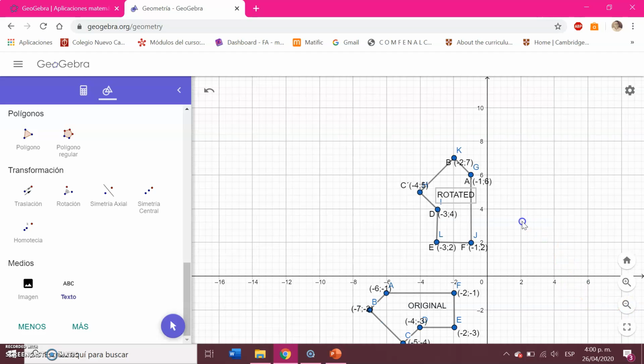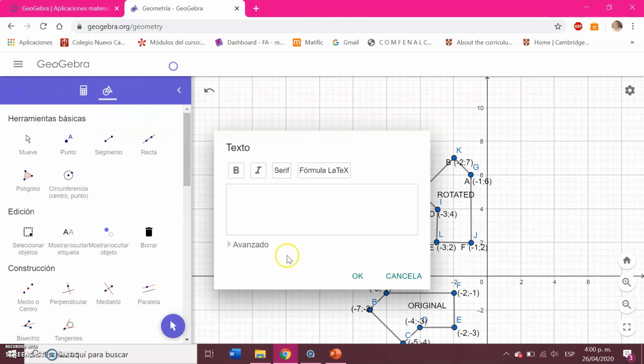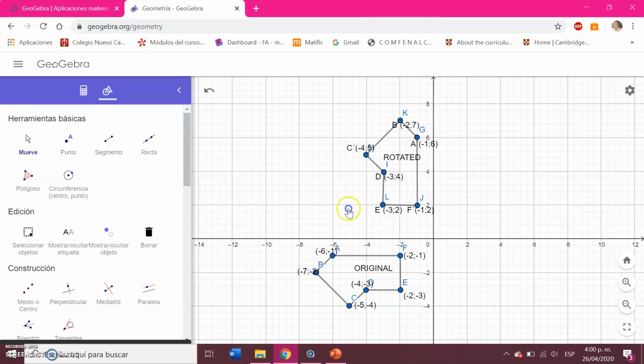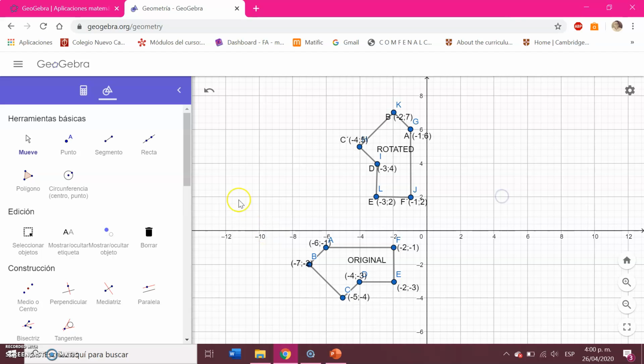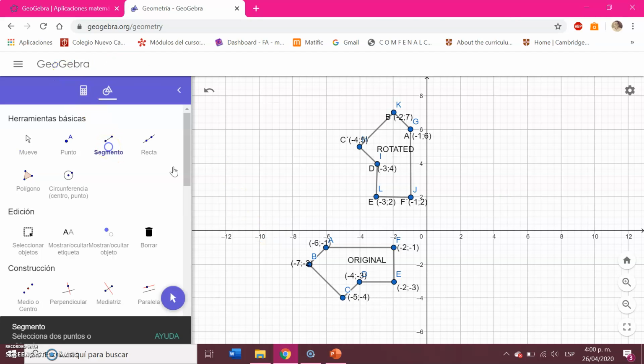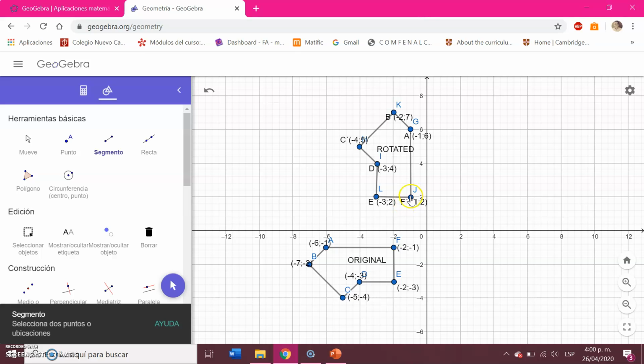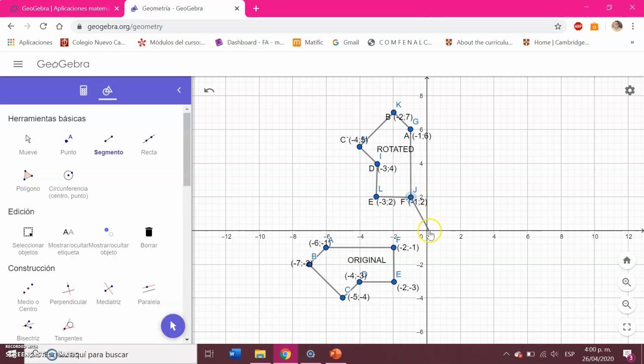So let me move here really quick. How can I confirm if it is correct? I can draw a segment from F to the origin, because I am rotating about the origin, and from the origin to F rotated. And as you can see, it forms a 90 degrees clockwise angle. So we did it perfect.